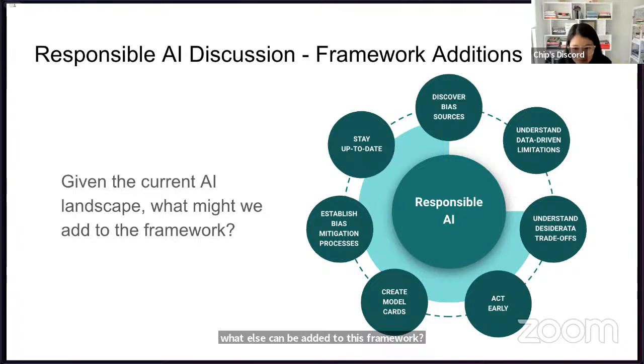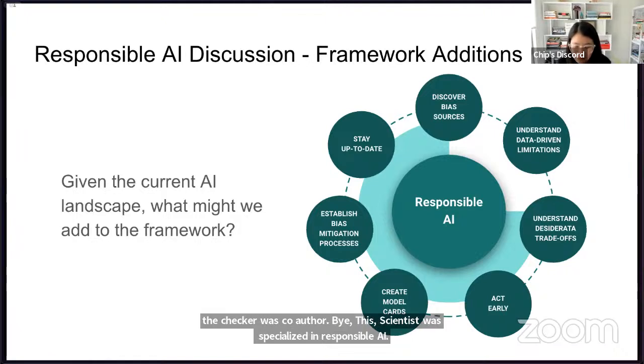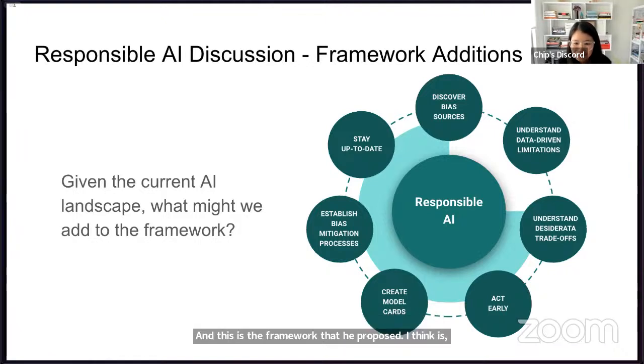Yeah, Chip, would you like to add something? This is not my framework, by the way. The chapter was co-authored by a scientist who specialized in responsible AI, and this is the framework that he proposed, I think it is by Microsoft. As someone who's not specialized in responsible AI, it feels pretty challenging for me to try to add to it.